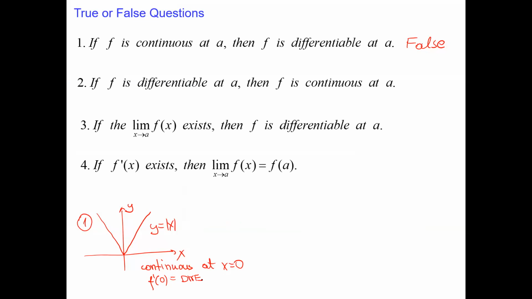Statement number 2: if f is differentiable at A, then f is continuous at A. Of course, we know this is true because that's actually our theorem. Statement number 3: if the limit of the function f of x as x approaches A exists, then f is differentiable at A.